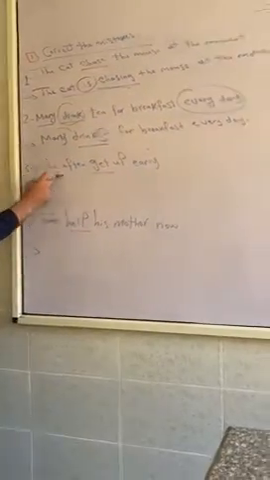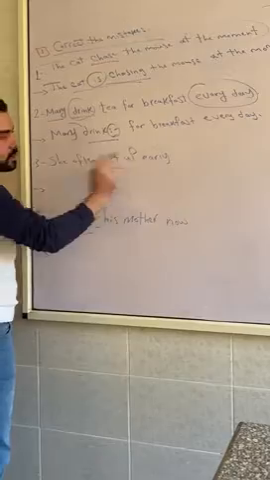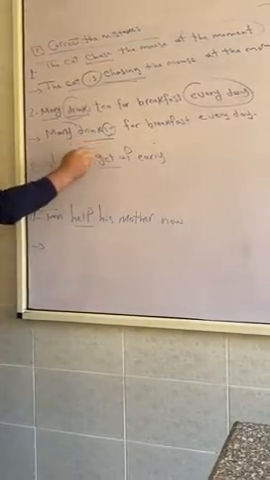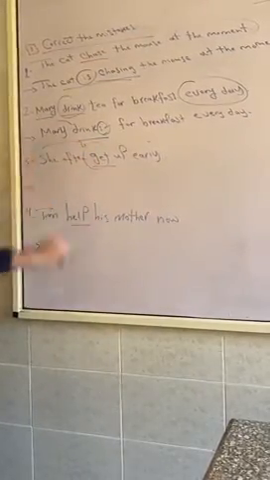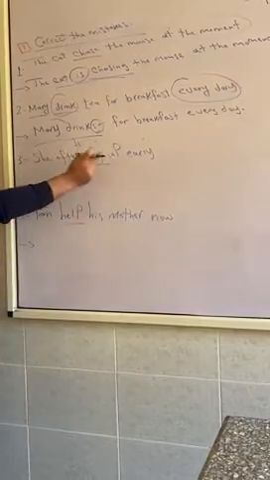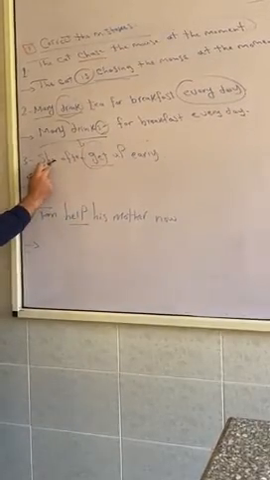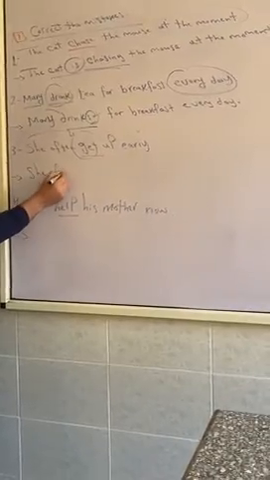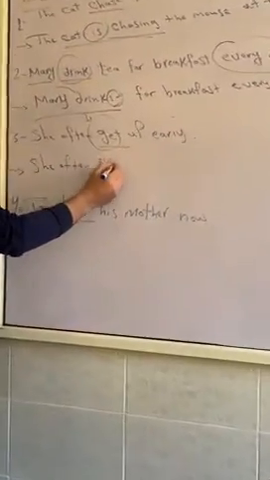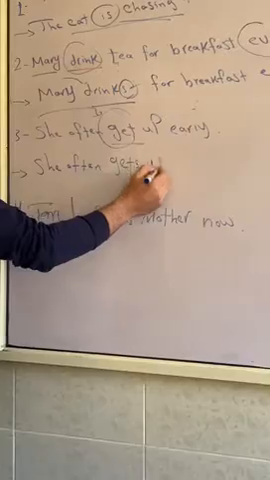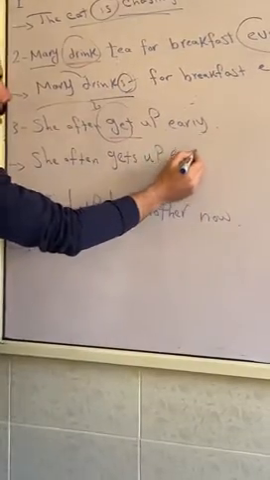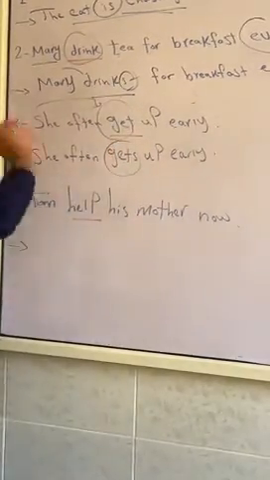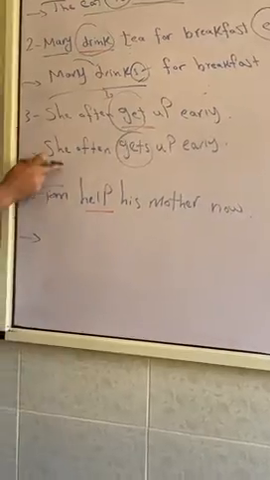Number three, she often get up early. Do you think this verb is right with she? Of course not, because we said we add just s because the subject is she. So it becomes she often gets up early. Okay, so we had added s here because the subject is she.